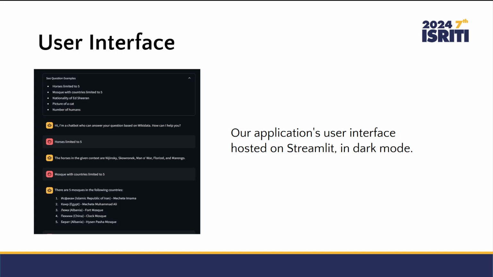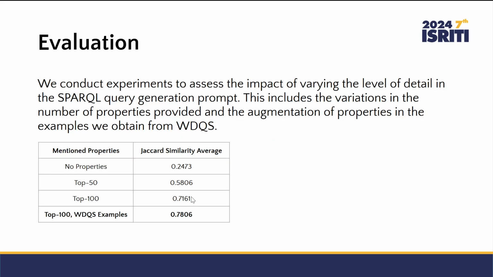The user interface, you can see this on your screen. And the evaluation: in this evaluation, we modify the mentioned properties in the prompt to see how it can affect the overall performance of the system by inspecting the average Jaccard similarity score.